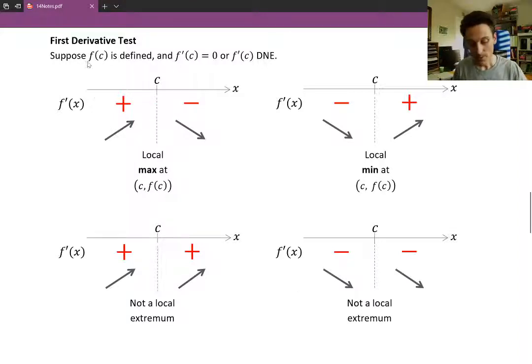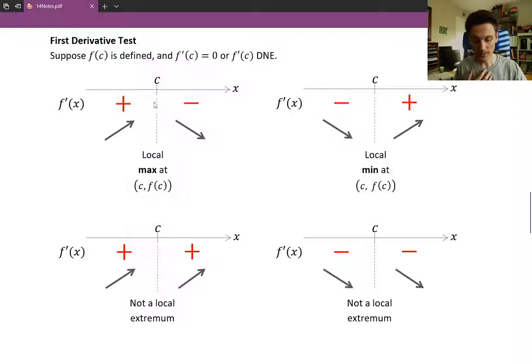So it says, suppose f of c is defined, so c again is just some x value, and f prime of c is either equal to 0 or it does not exist. So this is an x value now where the graph might be changing from increasing to decreasing or decreasing to increasing, in which case we might have a max or might have a min. Well, one of these 4 situations would have to happen then.